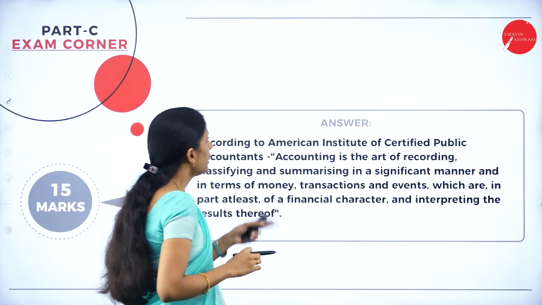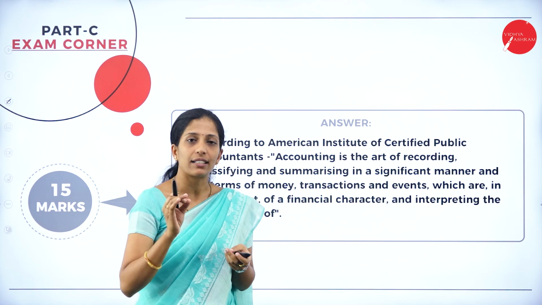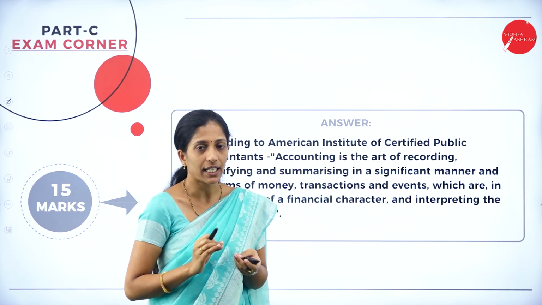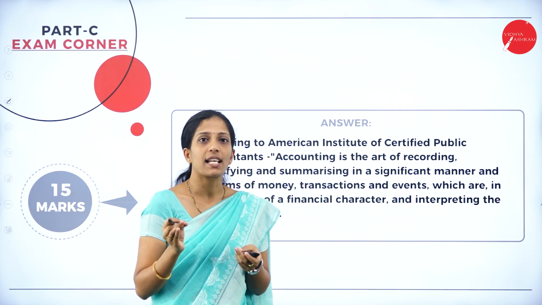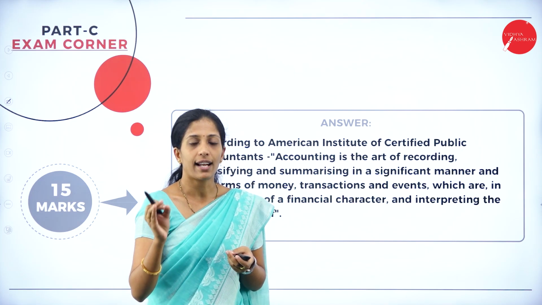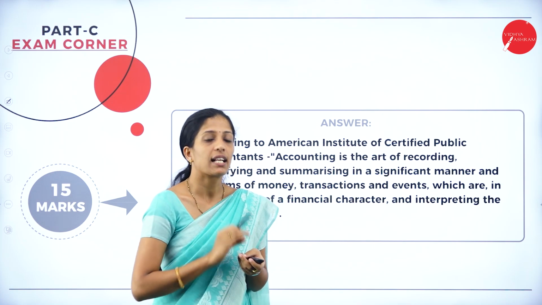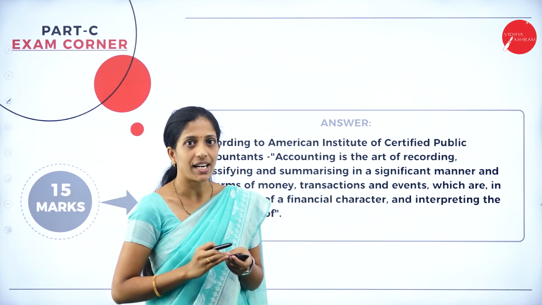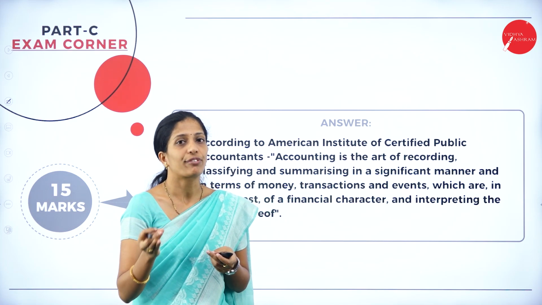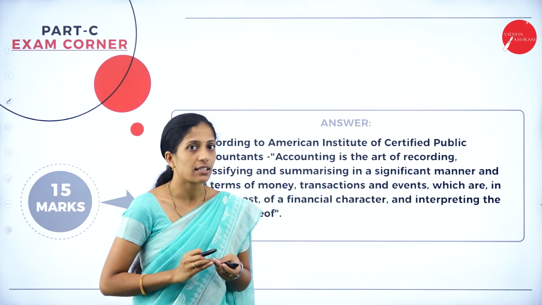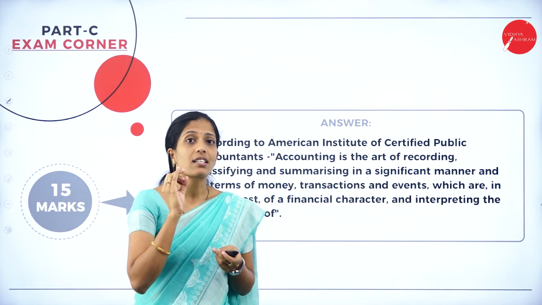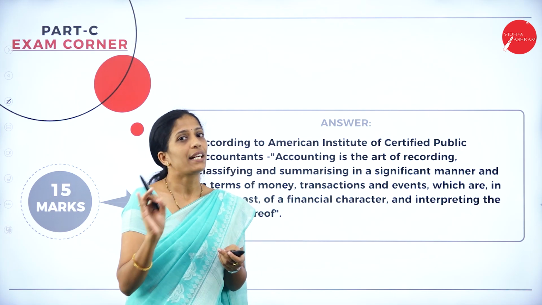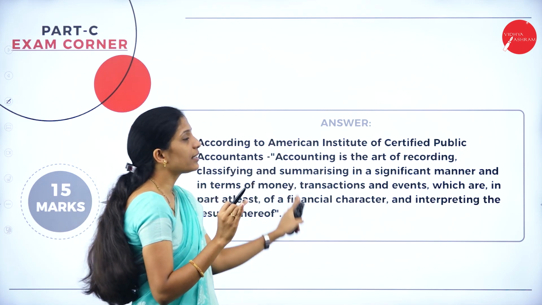Now when they ask define accounting, you have to write the definition given by the American Institute of Certified Public Accountants, which defines accounting as an art of recording, classifying and summarizing in a significant manner and in terms of money, transactions and events which are, in part at least, of a financial character, and interpreting the results thereof. So when they ask define accounting, you have to write the definition only. Don't write the meaning there. You have to learn this definition.